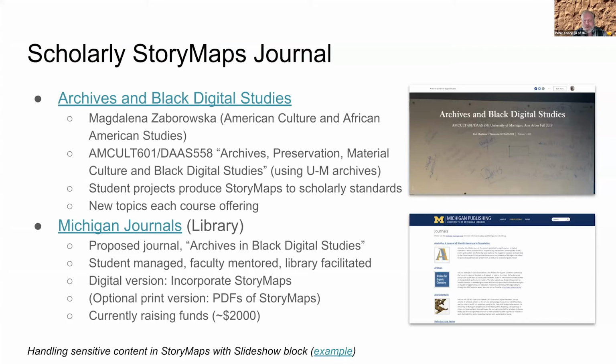And the digital version here, the hope is to incorporate these story maps as links in a very lightweight wrapper, and then potentially have an optional print version where they might use the PDFs of the story maps as well. This kind of journal costs about $2,000 or so a year to operate, and they're in the process right now of raising funds.